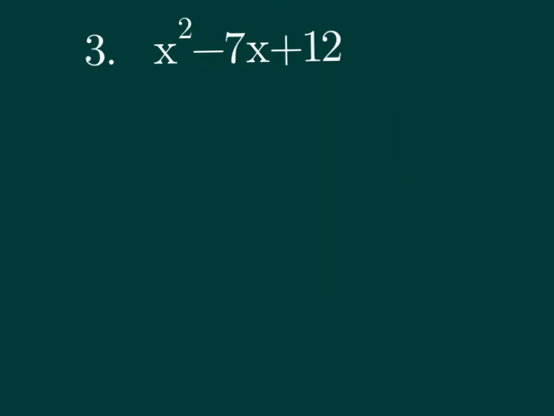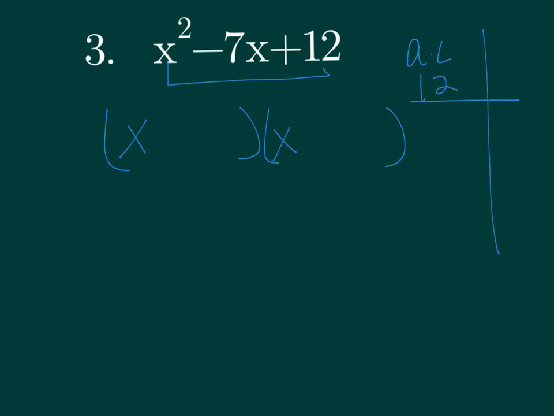All right, next one. Same thing. So again, take a look. We have 1, negative 7, and 12. Nothing will go into all of them. So I'm going to go ahead and start my parentheses. Now this doesn't have a coefficient, so all I have to do is split my x's up. We have a times c, which is 12, and I want that to add up to b, which is negative 7.